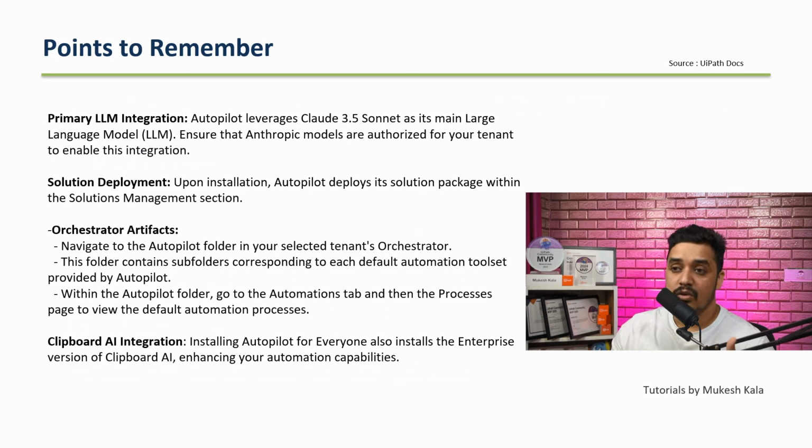Okay. Solution deployment. Upon installation, Autopilot deploys its solution package within the solution management actions. In terms of orchestrator, you would have an Autopilot. In your orchestrator, you need to select the folder where you actually want to deploy the Autopilot. This folder would have subfolders corresponding to the default automation toolset provided by Autopilot. Within the Autopilot folder, you can go to the automation processes, see them as the normal automation, all the things whatever we are doing, all of that can still be managed from the orchestrator as well. We are going to see this also in detail.